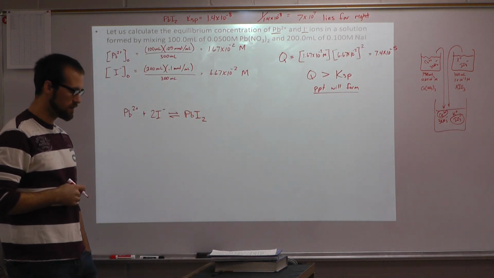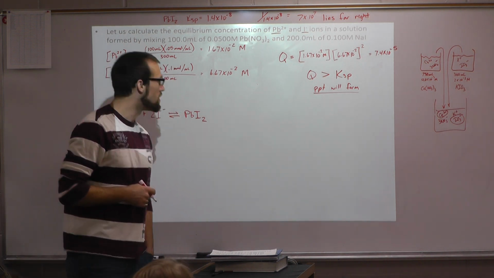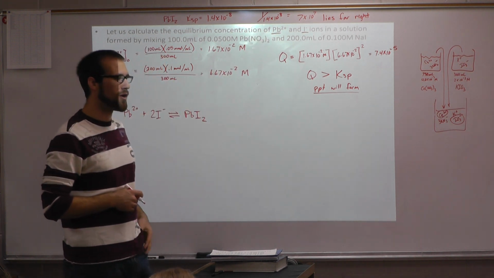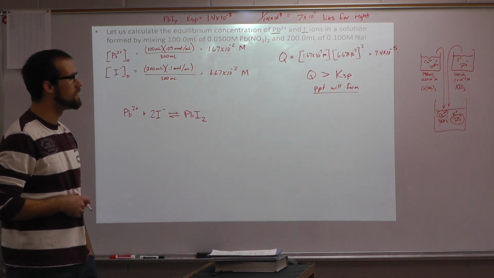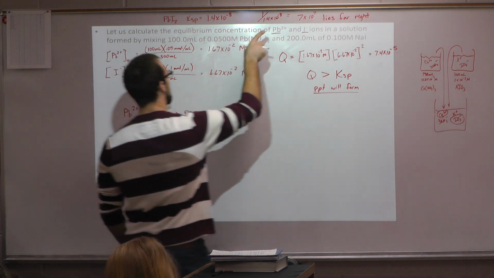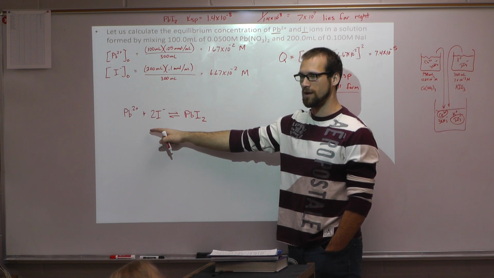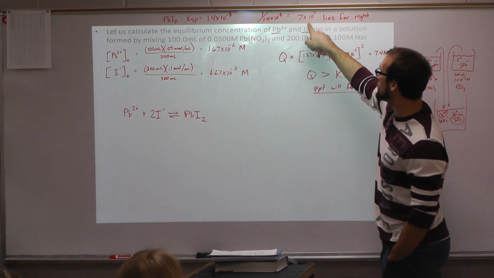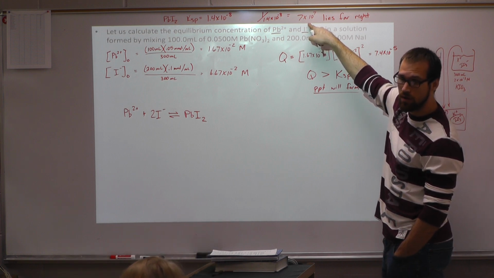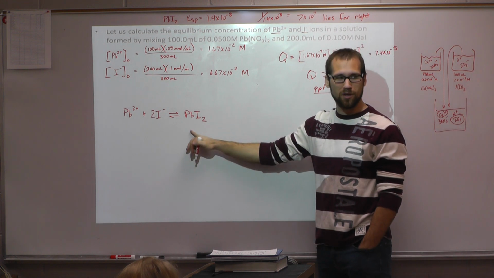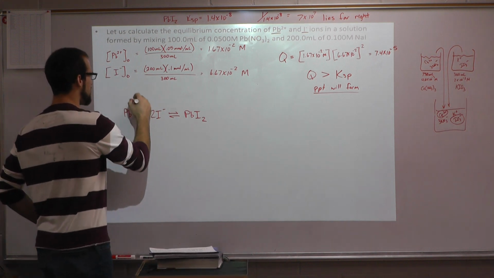I might have rounded. Yeah, I had 7.1 times 10 to the negative 9. Let's look at this. You divided? So the reason why you don't have to do this, I'm just showing you why we can make an assumption that this is going to go all the way to completion. If this number is a really high number, that means your products are high and your reactants are what? Low. So it allows us to go all the way to completion and then work backwards. So, I'll write that here.